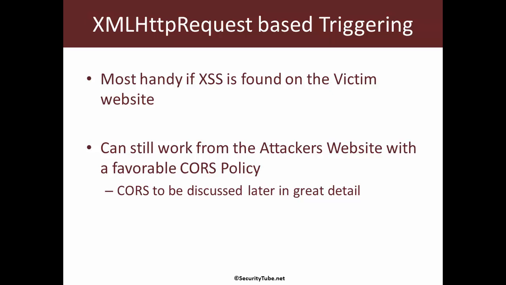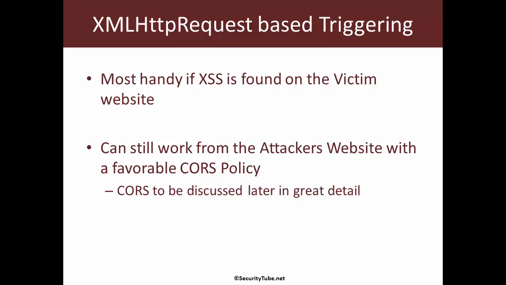Now, these have two variations. The first is when you found some sort of an injection vulnerability on the victim site, right? Such as an HTML injection vulnerability, an XSS, which could be reflected or stored, etc. The other possibility is using XML HTTP requests to load from the attacker's website if there is a favorable CORS or a cross-origin policy, right?